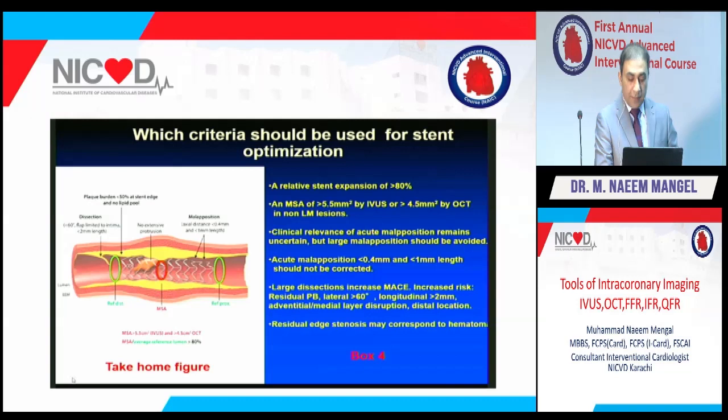So it is a bit blurry, but as we discussed previously, you should have a minimal stent area that should be more than 5 on IVUS, or it should be more than 4.5 on OCT. And there should not be any important malpositions. But remember that the long-term effects of malposition are not well known, but definitely when there is under expansion or stent edge dissection, these can increase your MACE. And large dissections, as we discussed, should be less than 60 degree arc, and should be less than 3 millimeter in length.